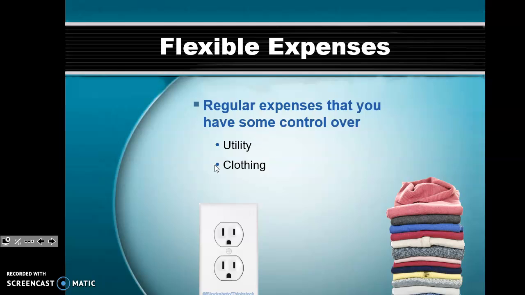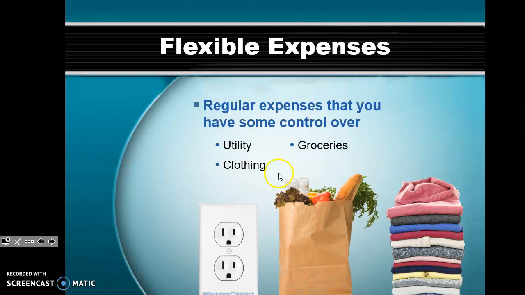There's clothing. You know, you have to have clothing, but you don't necessarily have to have designer labels. So you can choose what type of clothing you buy. And groceries. You know, you have to eat. You know, you're going to buy groceries, but you don't have to buy the expensive food.